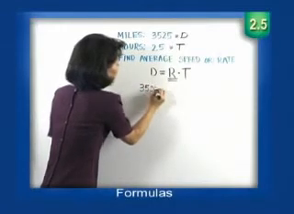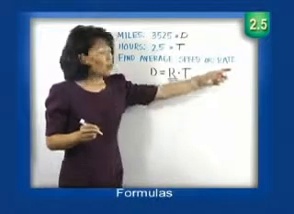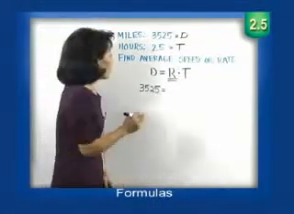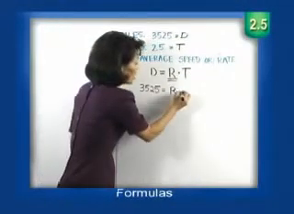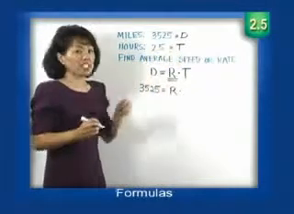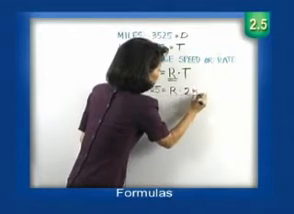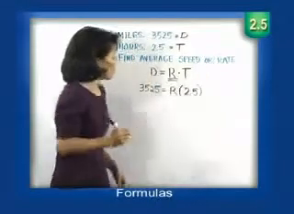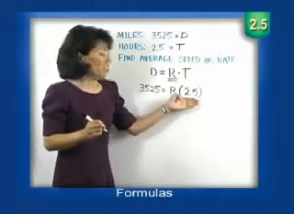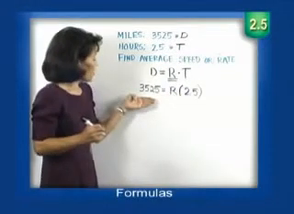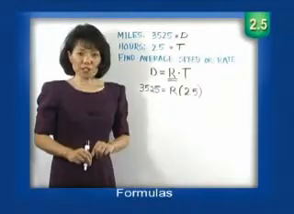3,525 equals, the R is the unknown. It is what we're looking for. We're looking for the rate or the average speed. So we'll leave that in, R times our T, and in this particular problem, T, or the time, is 2.5 hours. Let's go ahead and put parentheses around there. So basically what we've created for ourselves is a simple linear equation that we need to solve. We have 3,525 equals R times 2.5.